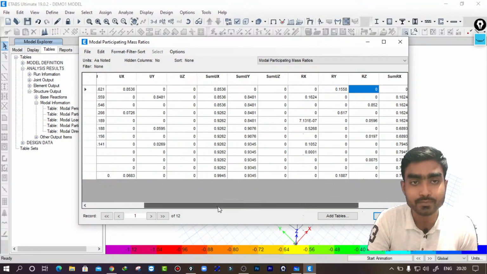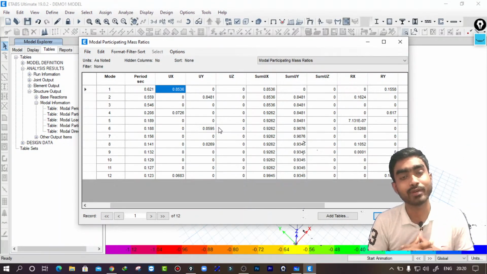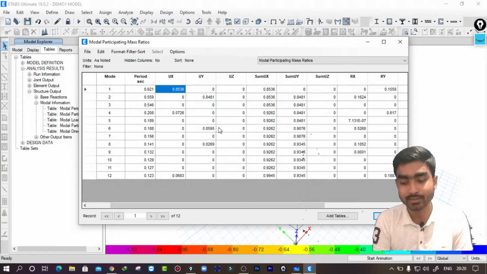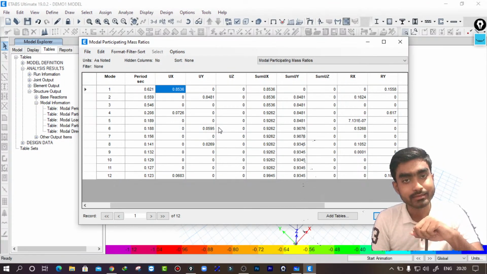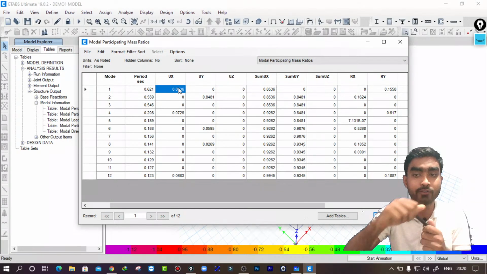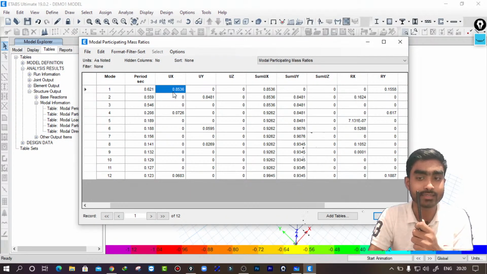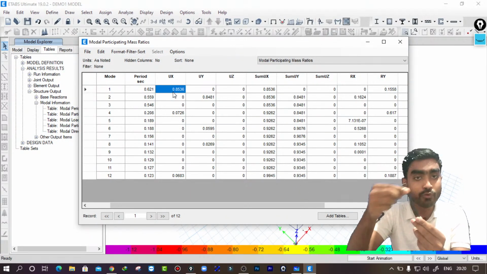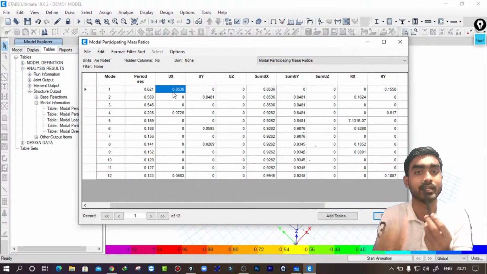So here you can see the 85% mass participation in the x direction. What is the meaning of this? That means 85% of the total mass is participating here to move the structure, or to create the deformed shape of the structure under free vibration. And as it is in the x direction, that means the structure is moving along the x direction. The structure is translating along the x direction.